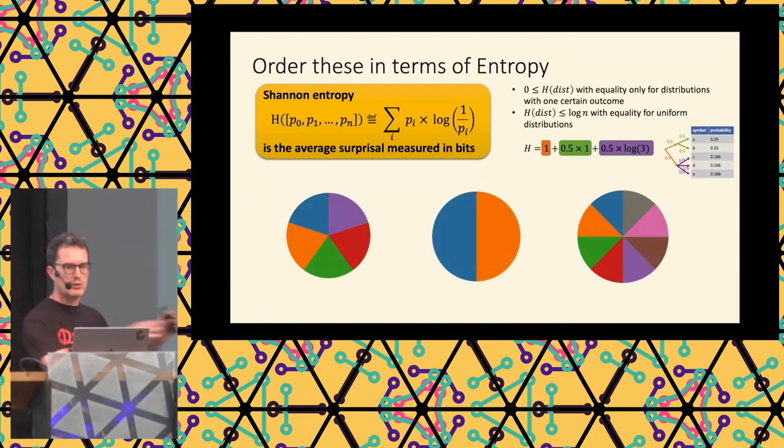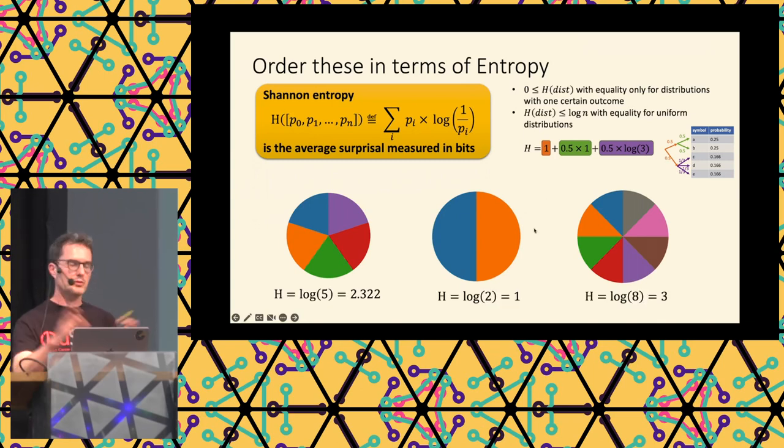Order these three distributions in terms of entropy. Which one has the highest entropy? The right one has 3 bits. Yes. And which one has the lowest? The middle one. Yes, indeed. So here are the entropies. They're all uniform distributions, so it's easy. It's just a log. This is log of 5, 2.3. This is log of 2, which is 1. And this one has 3 bits. It's 8 possible outcomes. Very good.